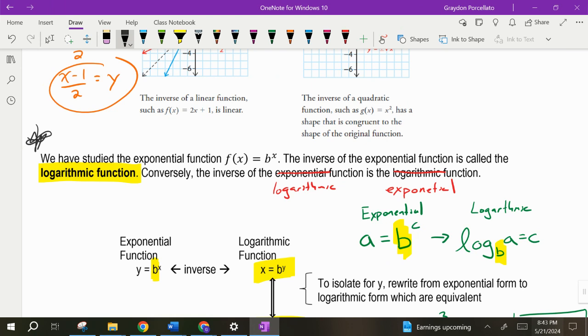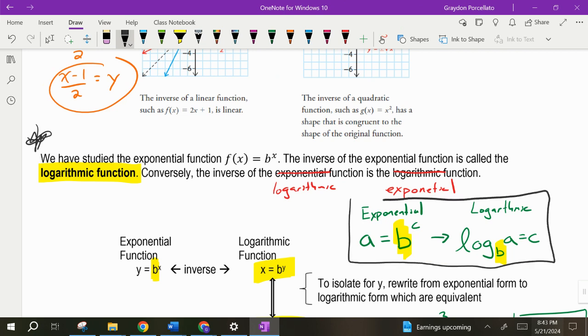Okay, where it says we have studied the exponential function f of x equals b to the x. And here it says that the inverse of the exponential function is called the logarithmic function. Conversely, the inverse of the logarithmic function is called the exponential function. So it's talking here about logarithmic being the inverse of exponential. And one of the big ideas we talked about yesterday was this exponential versus logarithmic form.